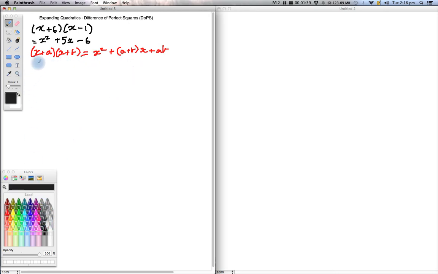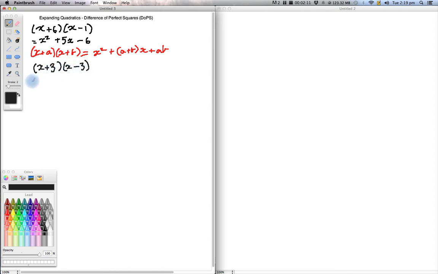Now we're going to look at another special case. This next special case is called the difference of perfect squares, or DoPS. Let's start with an example: (x + 3)(x - 3). Notice that we've got a plus 3 and a minus 3. Same number, but different sign.